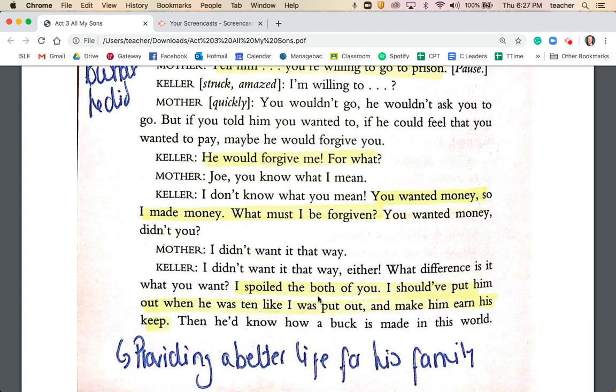This idea that he's provided for his family is very important to Joe. He says, I spoiled the both of you. I should have put him out when he was 10, like I was put out, and made him earn his keep. So this idea that Joe is somebody who has worked his way up in the world of business and has bettered himself through financial gain and business success is very important to him.